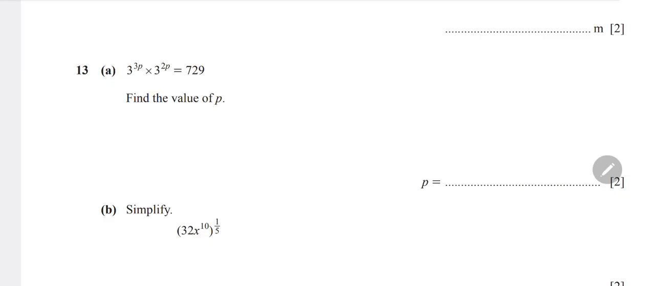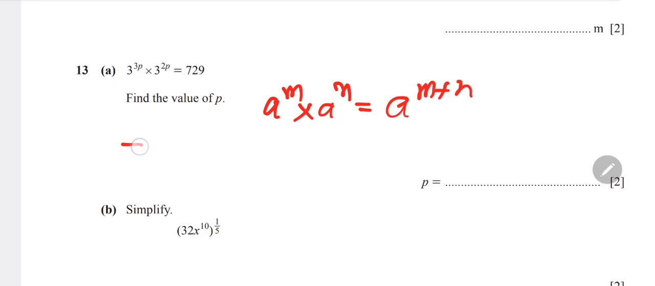So by using the property of exponent, when the bases are the same, the powers can be added. For a raised to m times a raised to n, we can directly use a raised to m plus n. Applying this property, 3 raised to 3p plus 2p is equal to 729.